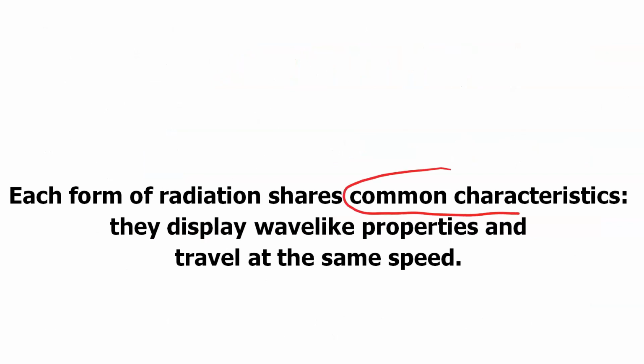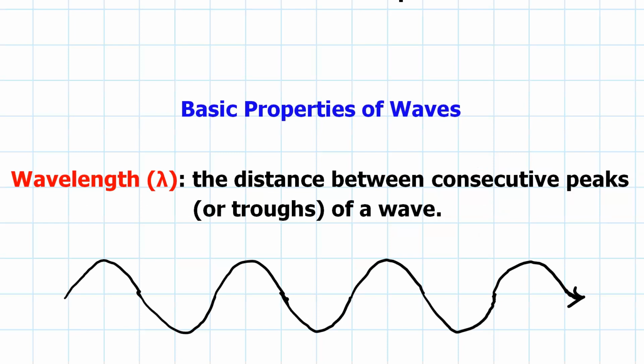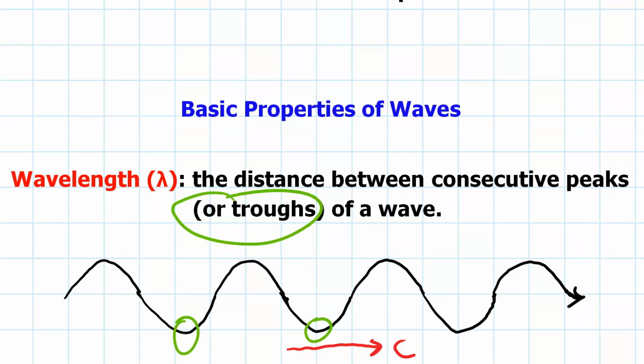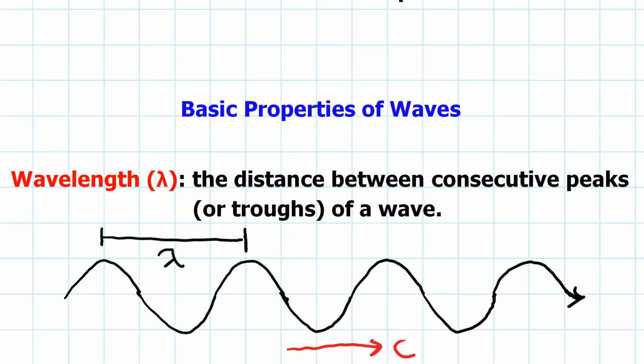Let's explore some of the common characteristics that this electromagnetic radiation has. Let's say I have a wave traveling from left to right at some speed, c. The peaks are the crests of the wave. The troughs, well, they're the opposite of peaks. The distance between one peak and the next is called the wavelength, symbolized by lambda, which is a Greek letter. It looks like an upside down Y.